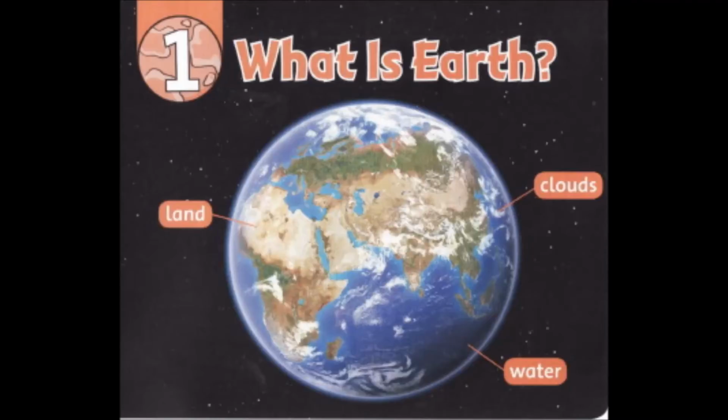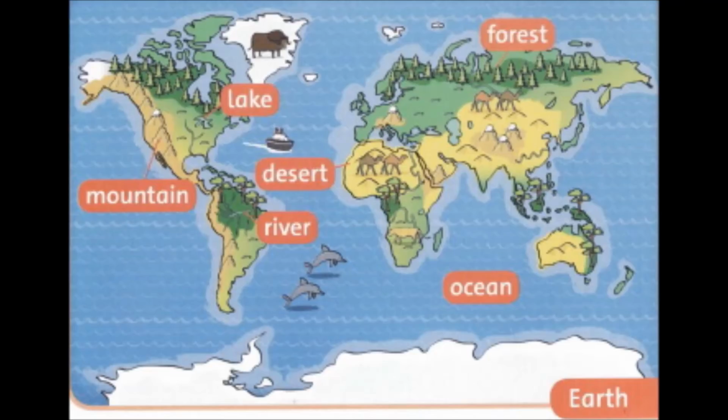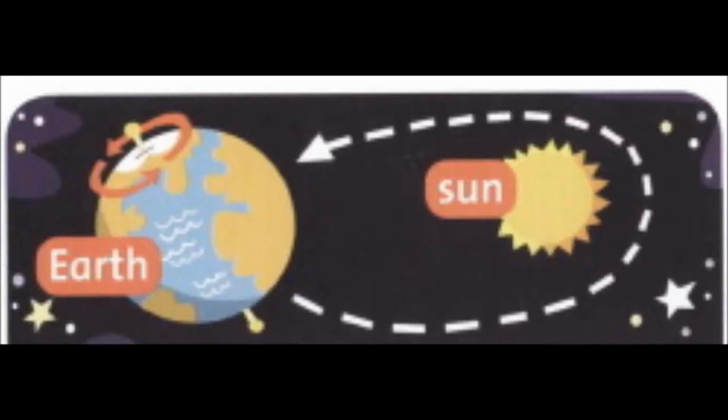Earth is our home. Millions of plants, animals, and people live here. On the land, there are forests, mountains, and deserts. Most of Earth's water is in oceans, but there's water in lakes and rivers too. Discover!